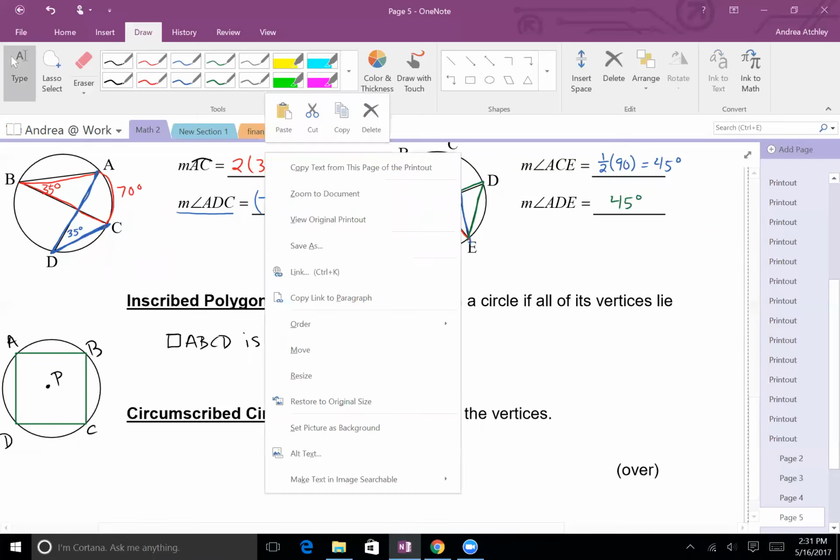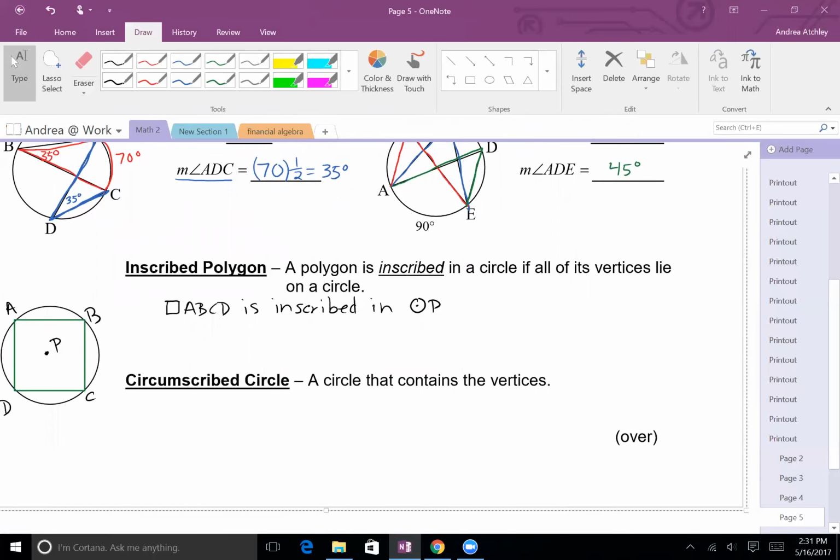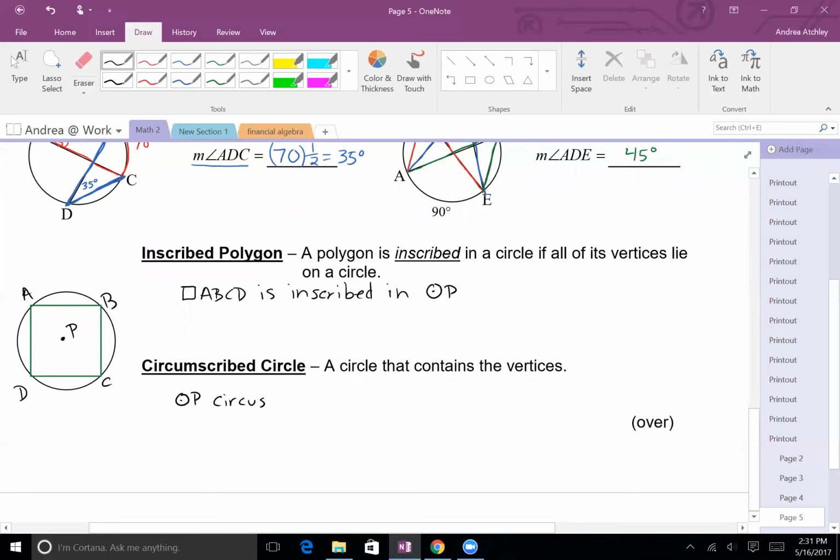Okay, so we'd say that circle P is circumscribed about square ABCD.